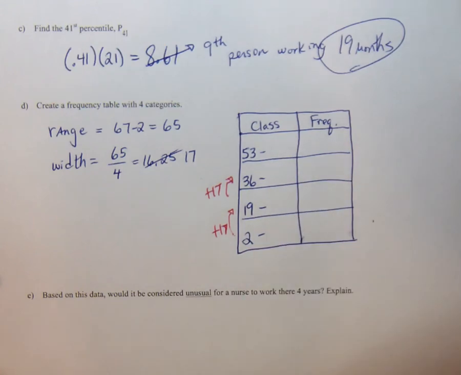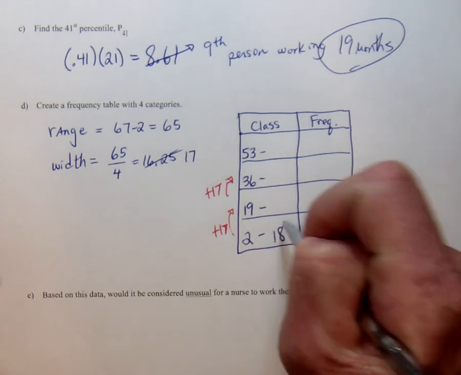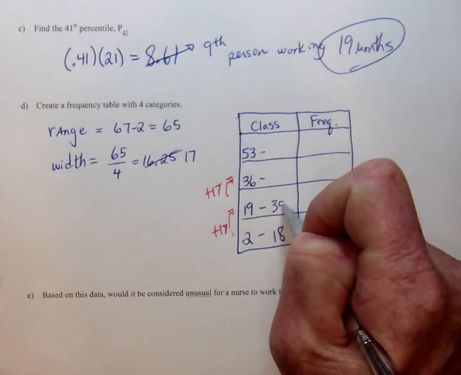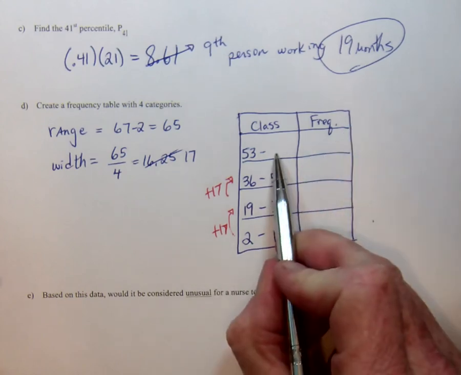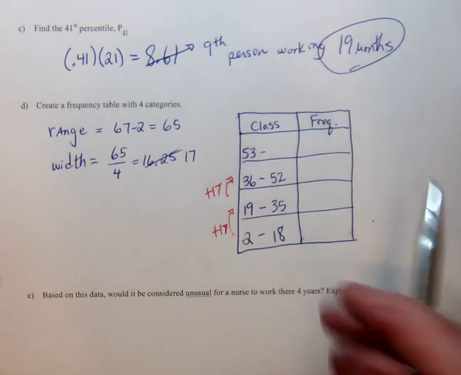And then to fill in the missing numbers, this one has to go from 2 to 18 because this one starts at 19. This one would go to 35. This one would go to 52. And then this one, you could just put the biggest number, which was 67.